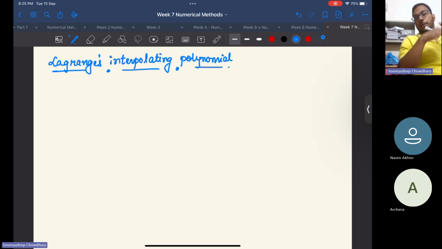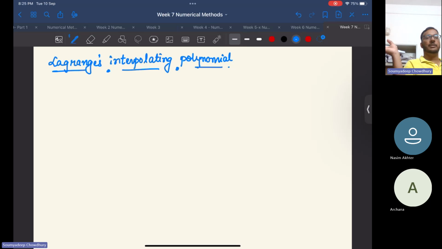Lagrange's interpolating polynomial is nothing but another representation of the same thing. You have a set of data and you need to represent that as a polynomial. In Newton's interpolation, we represented it in a general form, a naught plus a1x, a2x square like that. Here we will represent it in a more reformed or convenient way, using Lagrange's interpolating polynomial. So first, I'll write the formula for that.